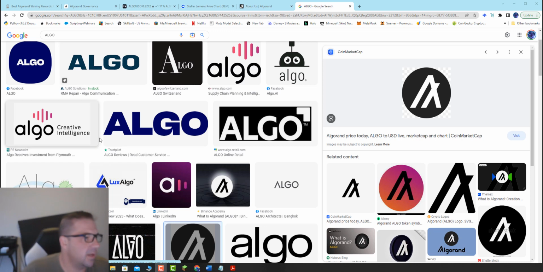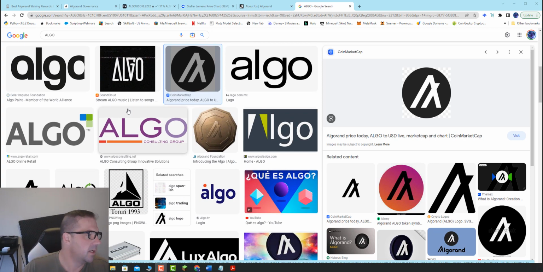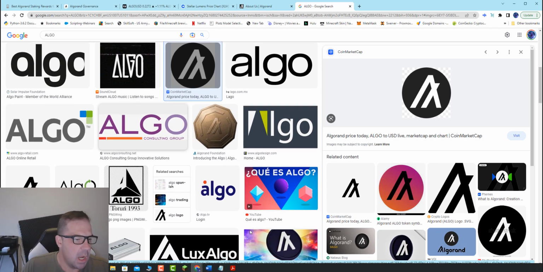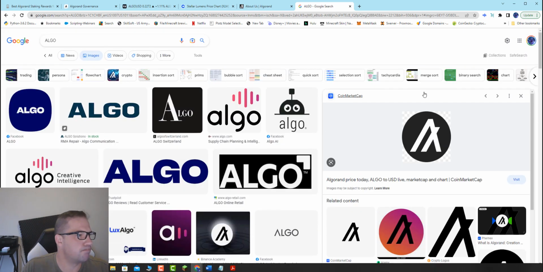When we talk about Algorand, if you Google Algo, you will get a lot of stuff. Hey, Lux Algo, I like it. It's an indicator you can get on TradingView. So, what is Algorand? Algo is the ticker. Algorand is the actual name of the protocol. It's a layer one protocol. This is the symbol right here that you're seeing. This is what your Algo is going to look like.